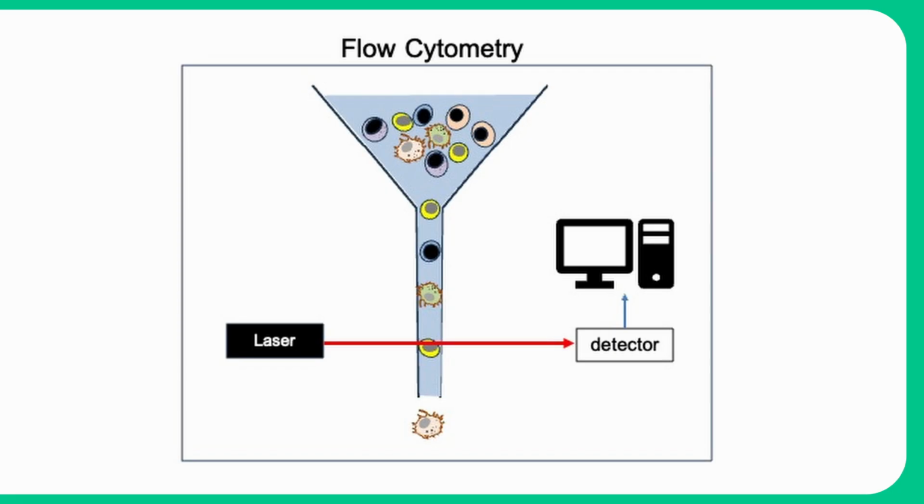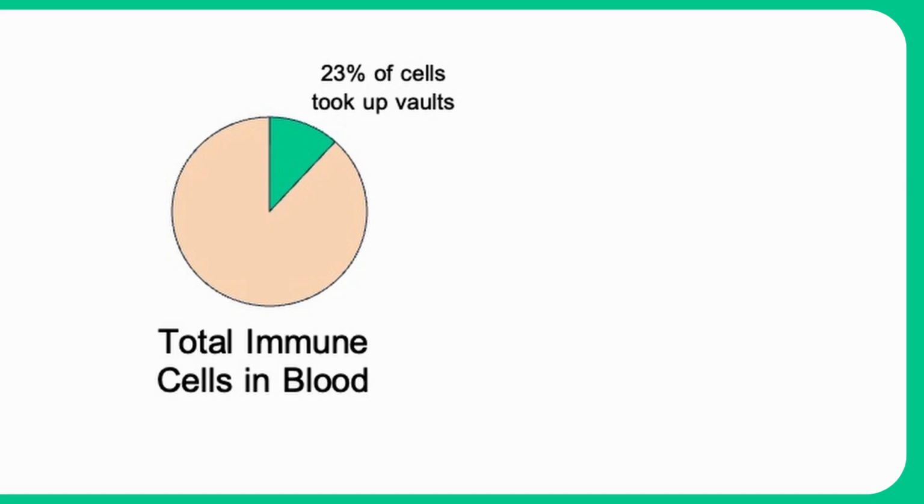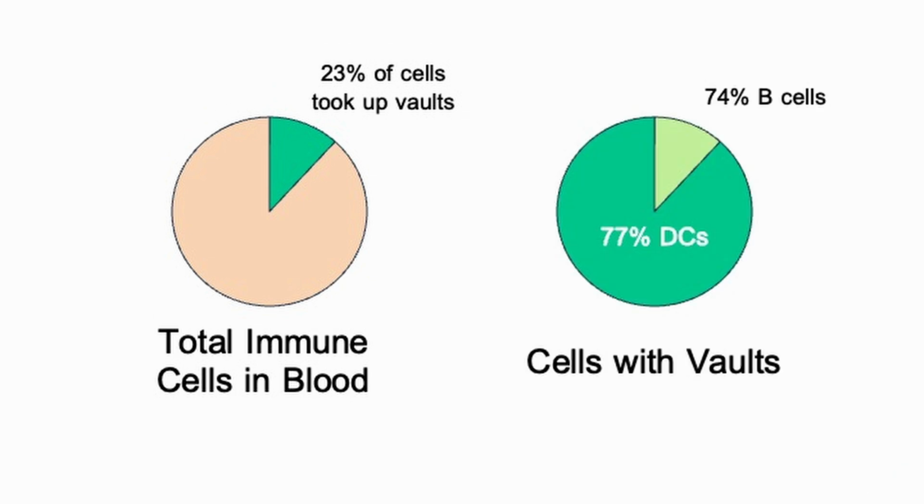What we found was striking. After just 10 minutes, about 23% of the total immune cells in blood took up the VALTs. The flow cytometry analysis indicated that of the cells that took up VALTs, 77% were dendritic cells, the main antigen-presenting cells of the blood. The other cells that took up VALTs were primary B cells, which are also antigen-presenting cells. In all, nearly 90% of the antigen-presenting cells in the blood internalized VALTs. These are the very cells responsible for starting an immune response.